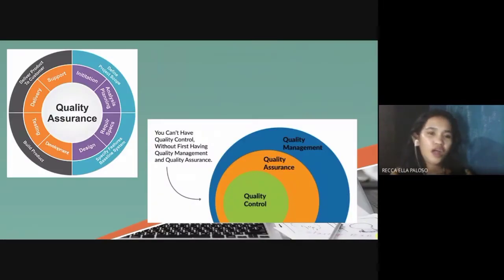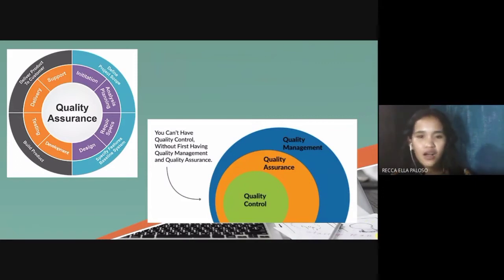As you can see, there are two charts. Let's tackle the first chart, quality assurance. Quality assurance is divided into four sections. The first is define the project scope. The second is specify features, baseline system. The third is build product. And the fourth is deliver product to customer. Basically, these four sections are the functions of quality assurance.